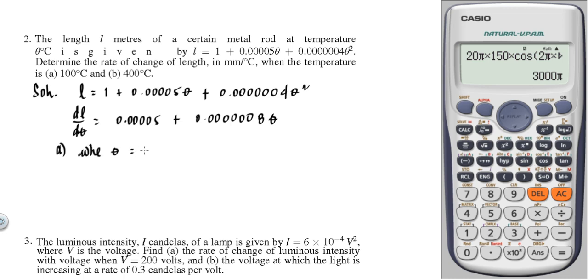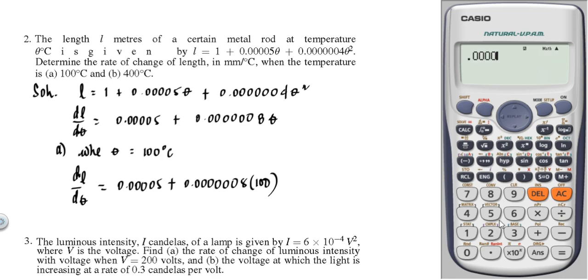Okay, so when theta is 100 degree C, so dl over d theta, or the rate of change of length, is equal to 0.00005 plus 0.0000008 times 100. So 8 times 100. Okay, so yun na. So let's compute this. So we have 0.00005 plus 0.0000008 times 100 equals. Okay, so 1.3 times 10 to minus 4.